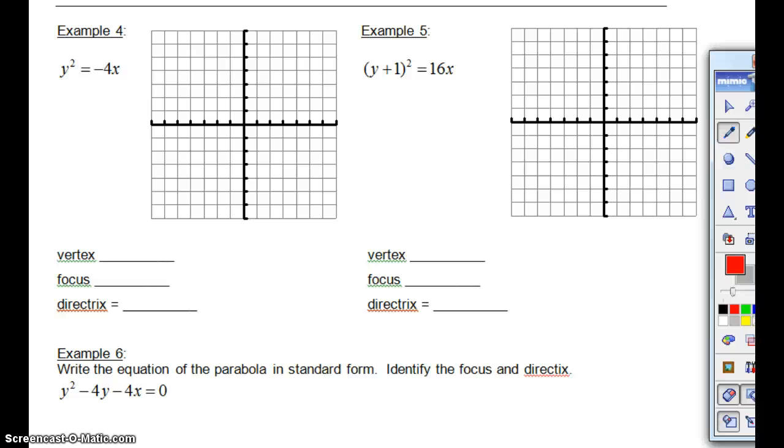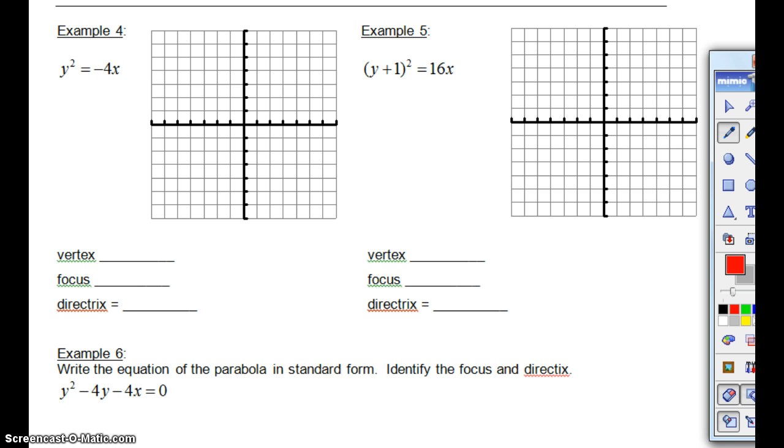Okay, so we're back at it. I apologize. I was running out of time on the other screencast. So let's just start over with example 5 where we left off. I'll take my time and go through each step for this one, and then we'll do example 4. And hopefully everyone will get a better understanding of how we graph parabolas.